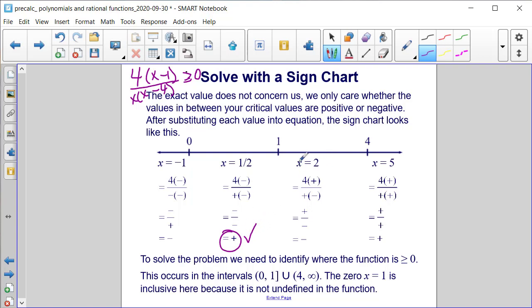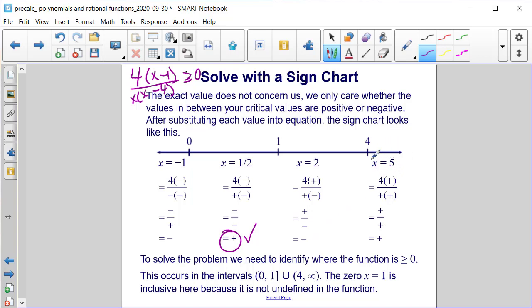Now let's try our next test value, which is x equals 2. So 2 minus 1 is 1, so that's positive. We have a 2 out here, which is positive. So that's how I got those two. And then 2 minus 4 is negative 2, which is a negative number. So in the denominator, a positive times a negative is a negative, and then a positive divided by a negative is a negative value. This means that our y output at x equals 2 is below the x-axis, or the function is less than 0.